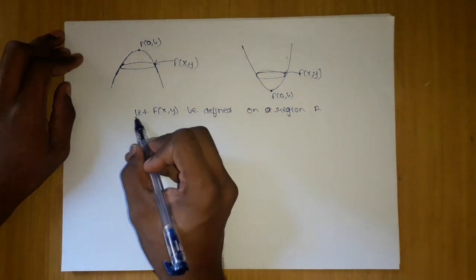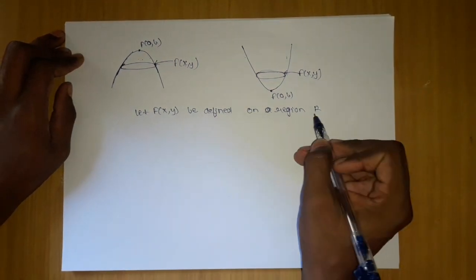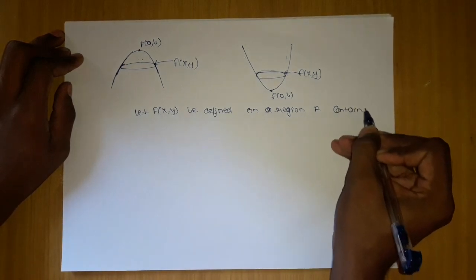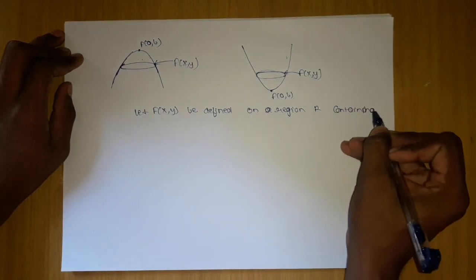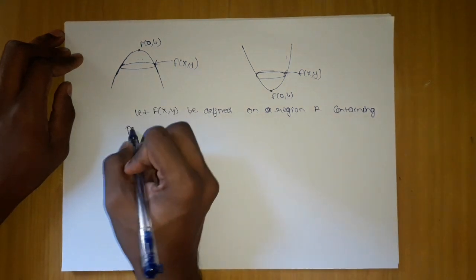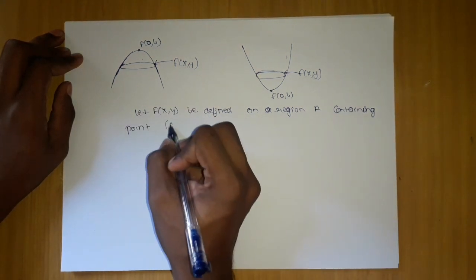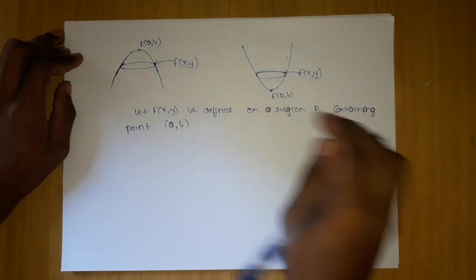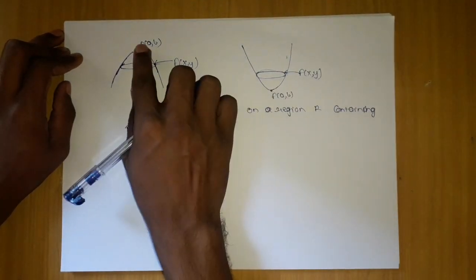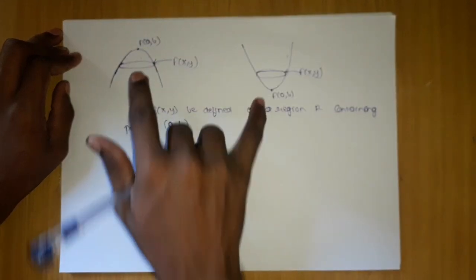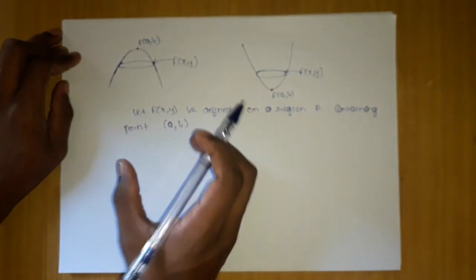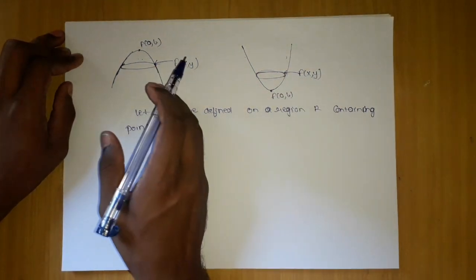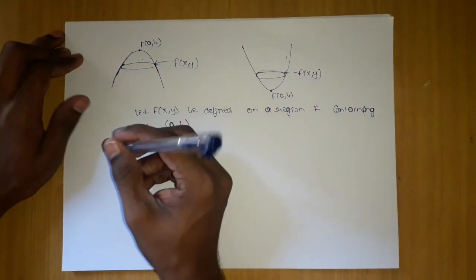Let f of x comma y be defined on a region R containing the point a comma b. Now a comma b is a point. Here it is minima, here it is maxima, so the difference is very clear. We are assuming that a comma b is some point. In this case it is the local minima, in this case it is the local maxima.